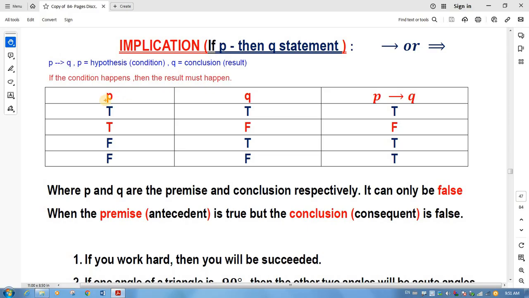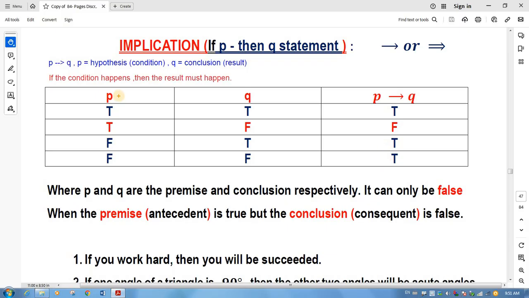Here we have proposition P, proposition Q. And for these two propositions, this is the implication or conditional statement. We read P implies Q. We also read if P then Q. If value of P is true and value of Q is false, then value of this conditional statement will be false. Other cases will have true value.